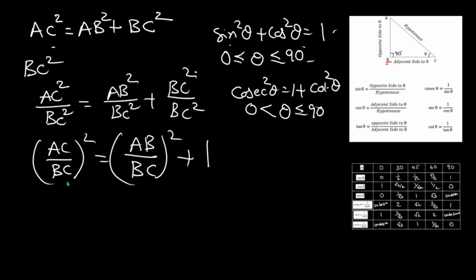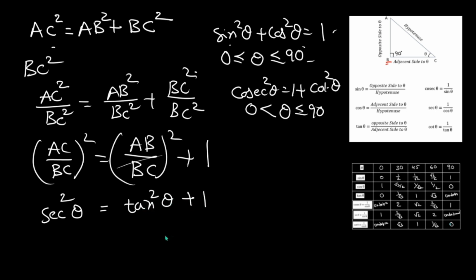Now, let's see what AC by BC is. BC by AC is cos theta. Now AC by BC will become the reverse of cos, that is secant theta. So this square, we can write as secant square theta. Similarly, AB by BC is directly tan theta, right? So it will become tan square theta plus 1.